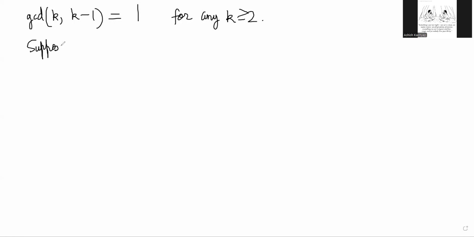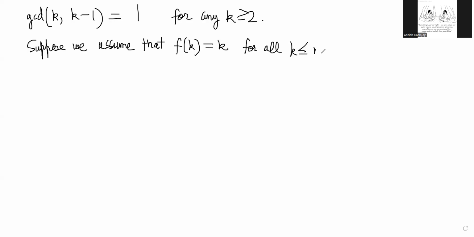So what we will say is, let's say GCD of two numbers k and k minus 1 is equal to 1. This is a fact for any k greater than or equal to 2. This is true from number theory. Any two consecutive numbers are always relatively prime as long as the numbers are bigger than 2, right? So suppose we assume that f of k is equal to k for all k less than or equal to n. So again, we are doing strong induction.